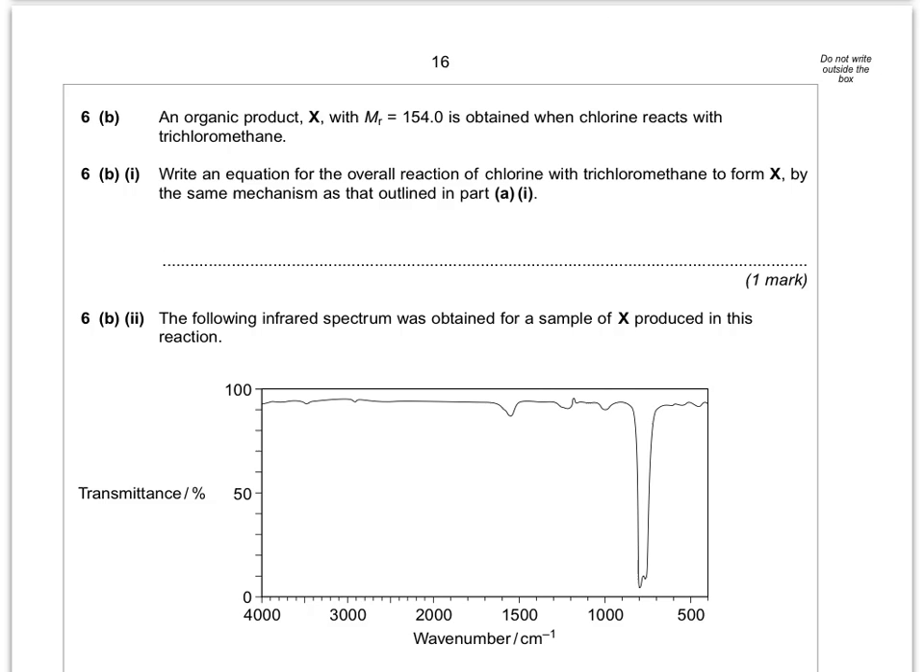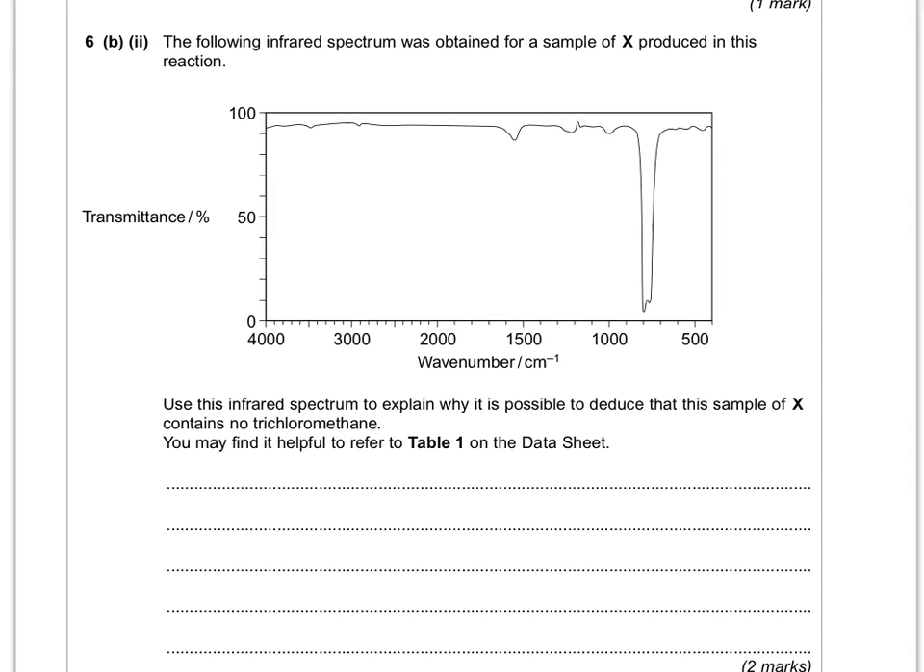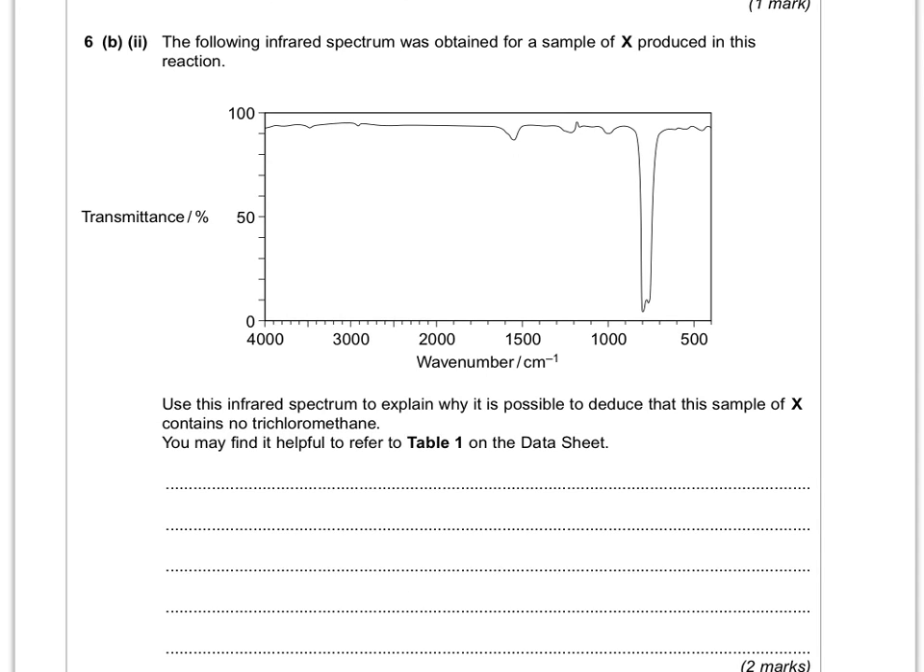Then an organic product, X with Mr of 154, is obtained when chlorine reacts with trichloromethane. Write an equation for this. So you've got trichloromethane, which you should get the formula for from the previous page, plus chlorine, and this is just going to substitute further to make CCl4. Now you can always check that it has an Mr of 154, it does, and then you also make HCl. So this is the overall equation, but you could have free radical substitution equations if you needed to for that. And then it says the following infrared spectrum was obtained for a sample of X produced in this reaction.